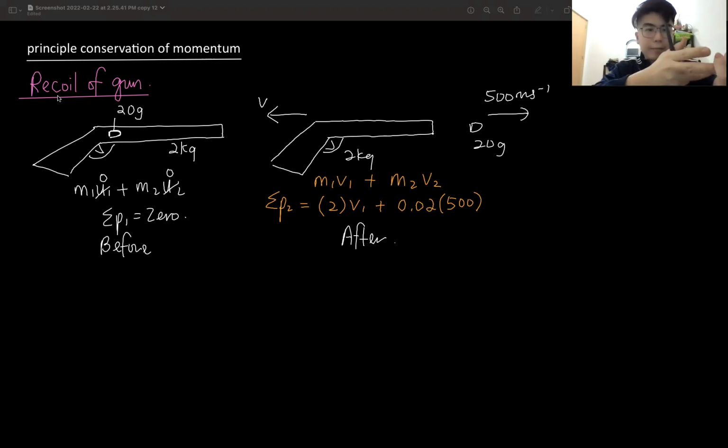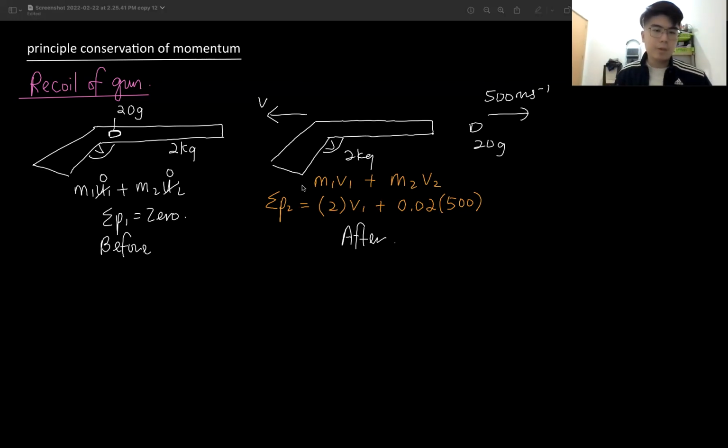If I push the gun, then I'm applying external force. If I push and pull the gun, then in that case, there is external force acting. Because my system is only these two bodies, not including my hand. So if I hold it like this, still not moving, then there's no external force. Momentum is conserved.